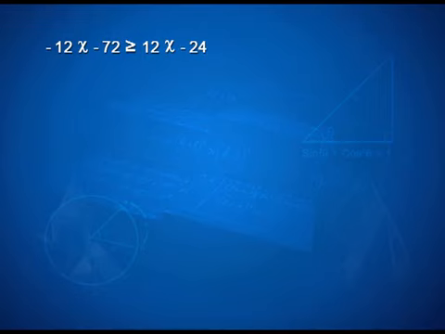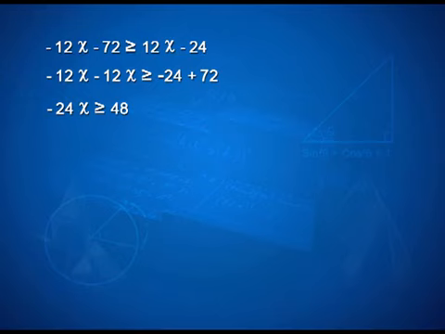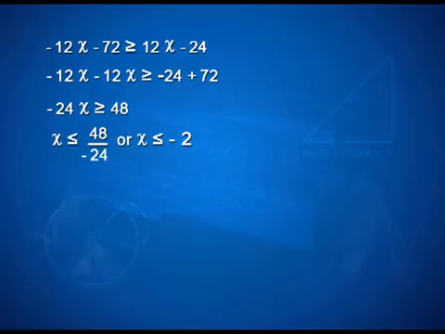Hence, solving as before, transposing x on the left hand side and constants on the right hand side, giving us minus 12x is greater than or equal to minus 24 plus 72, or minus 24x is greater than or equal to 48, or x is now less than or equal to 48 upon minus 24, because we have divided the inequality by minus 24, which is a negative number. Therefore, x is less than or equal to minus 2.